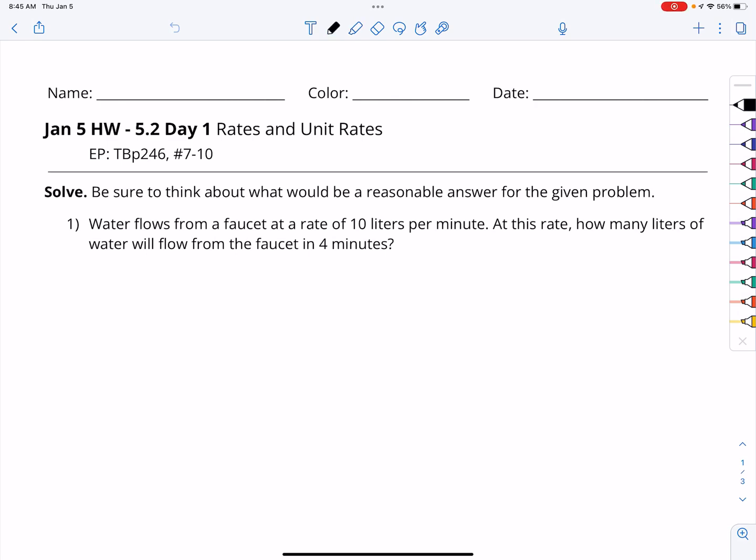All right, homework for January 5th. This is chapter 5, lesson 2, day 1. These are real-world problems for rates and unit rates. So extra practice can be found on textbook page 246, numbers 7 through 10.